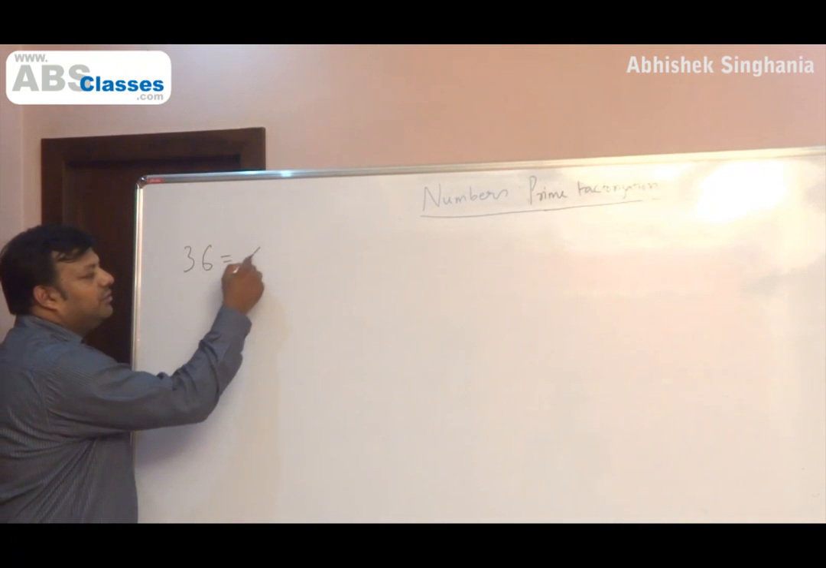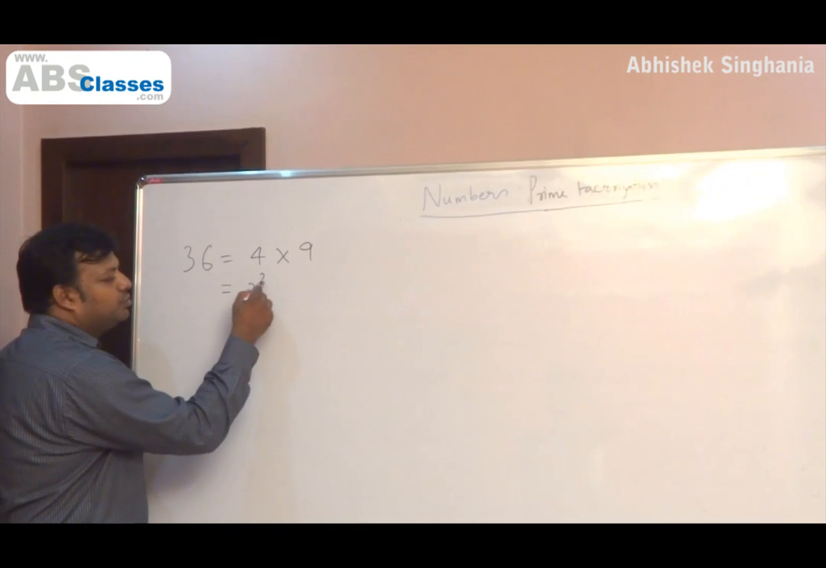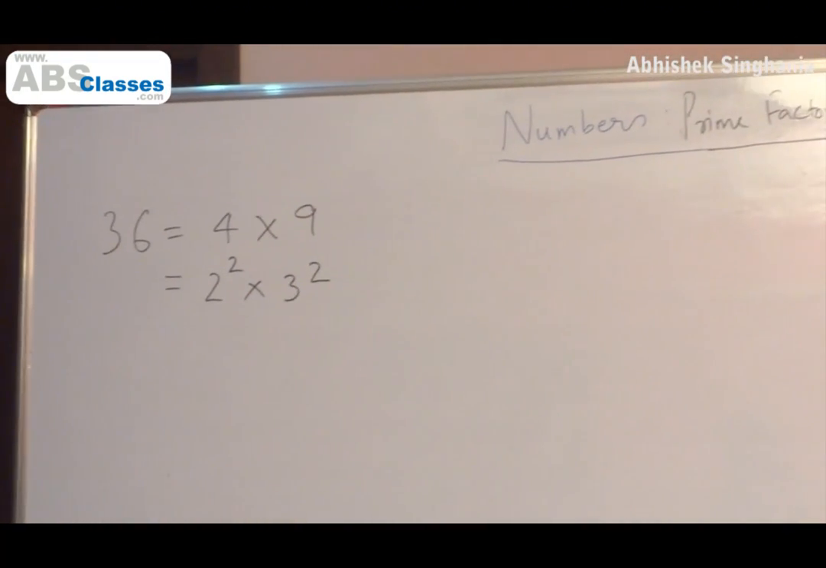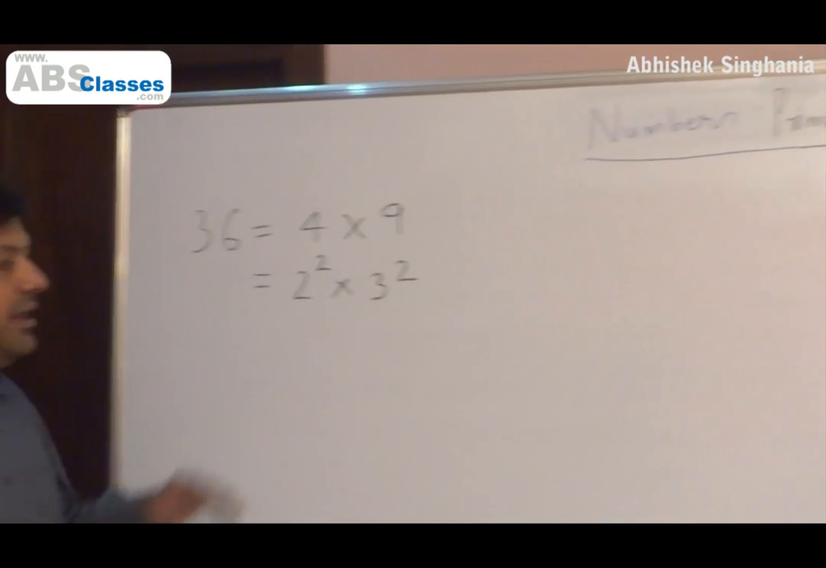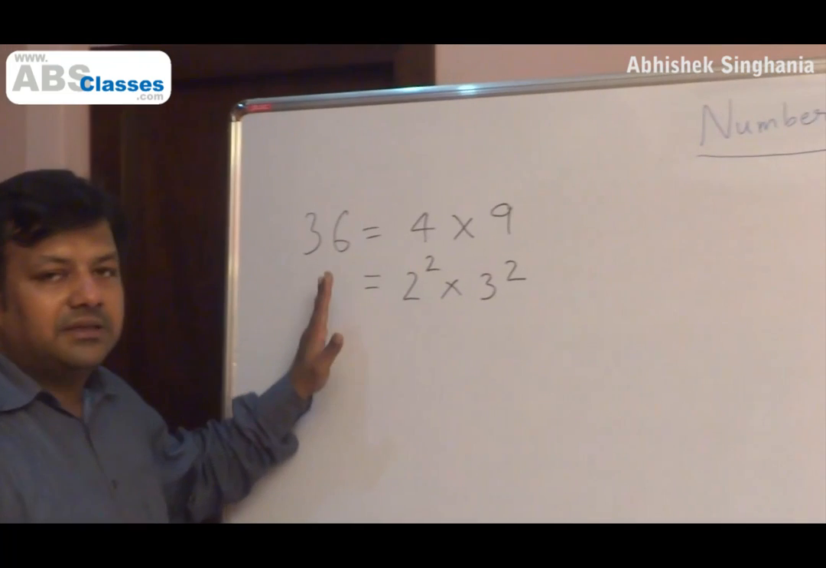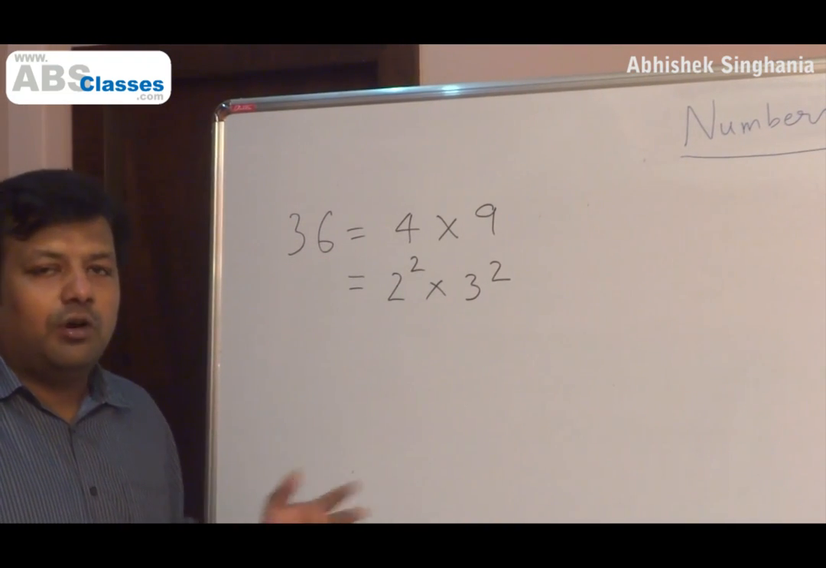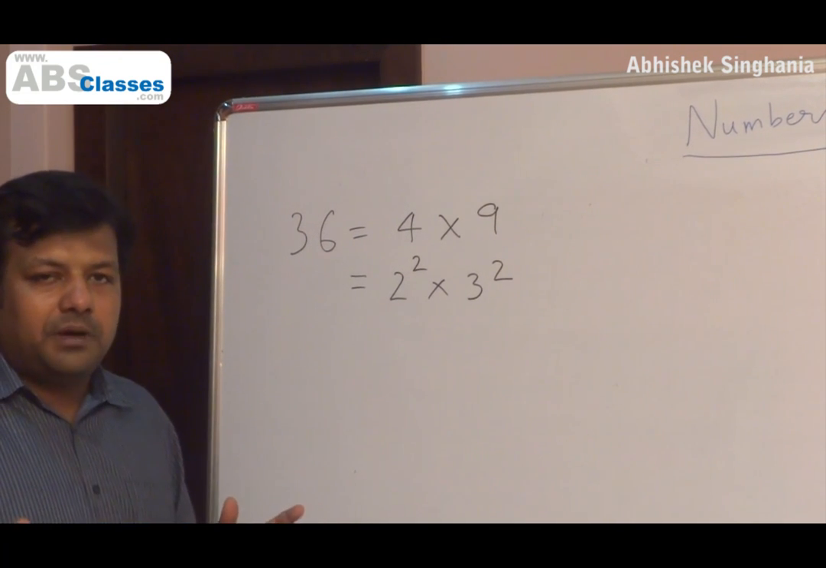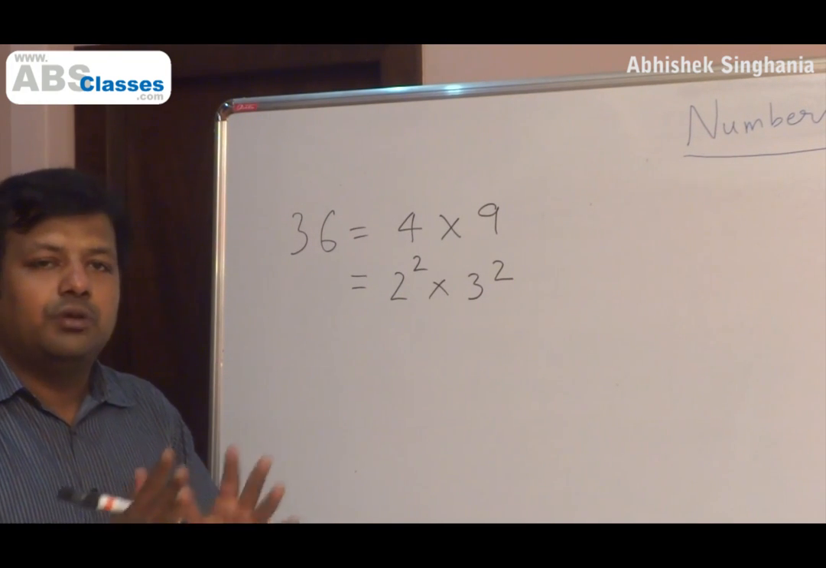For example, say if you take a number 36. Now 36 we know can be written as 4 into 9, which can be written as 2 square into 3 square. This is what we call prime factorization. Prime factorization means that you write the number as a product of prime numbers only, 2, 3. I'm not writing 4 or 18 or 6. And how do you write the number properly as a product of prime numbers? Whatever be their respective power, you give it to the number.